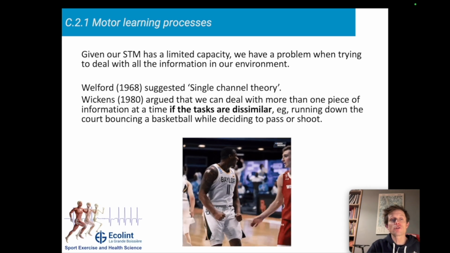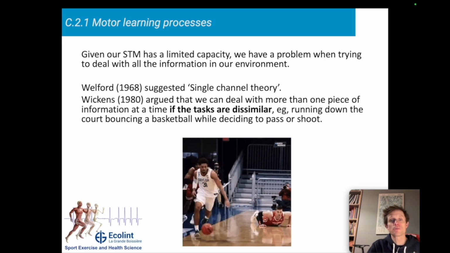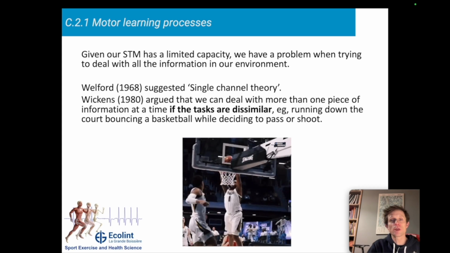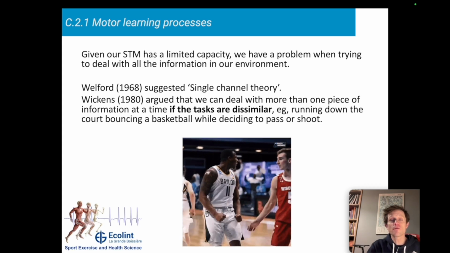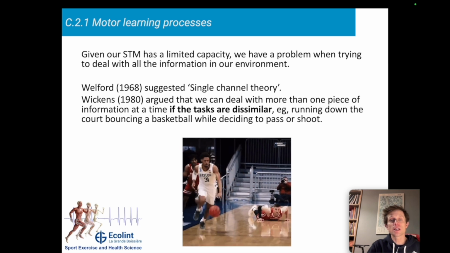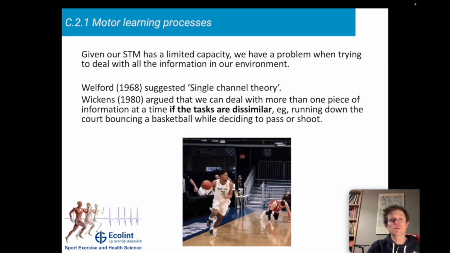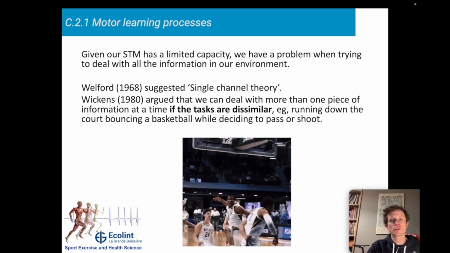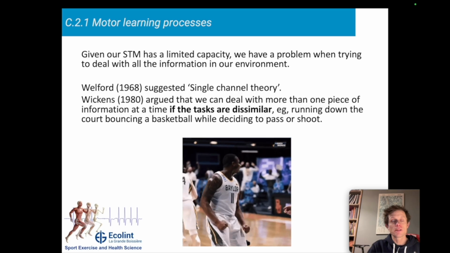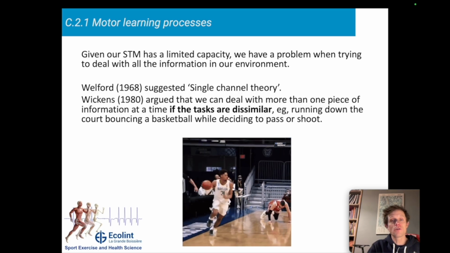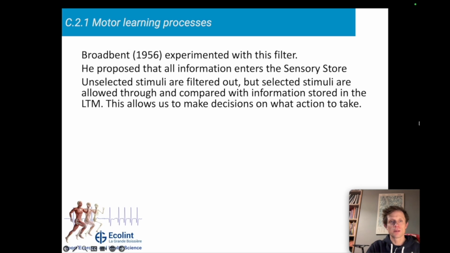So, for example, running down the court, bouncing a basketball, and deciding whether to pass or shoot are two separate decisions being made at the same time. So we can consider the information for these decisions separately at the same time. What we need then is a system by which we can limit the intake into our short-term memory to prevent overload. This is a kind of filter to make sure that we're only attending to the relevant information. In 1956, Broadbent experimented with this filter, and he proposed a system by which all information enters a so-called sensory store. Some of that information is going to be attended to, and some of it is going to be unattended to.